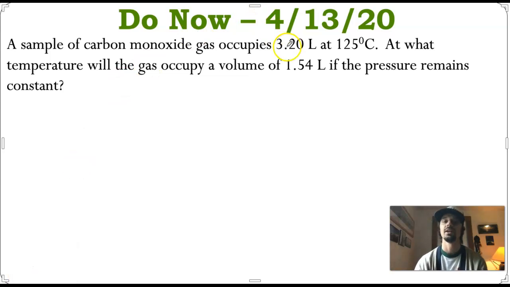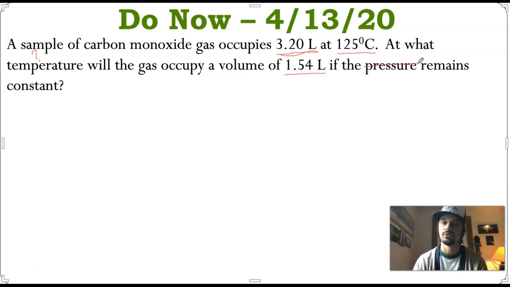A sample of carbon monoxide occupies 3.2 liters, okay, at 125 degrees Celsius. Those are both variables. I identified them. I underlined them. What temperature, so here's a variable, what I'm looking for, will the gas occupy with a volume of 1.54 liters if the pressure remains constant? Anything that's constant I can simply cross out. Again, pressure is not something I'm worried about.